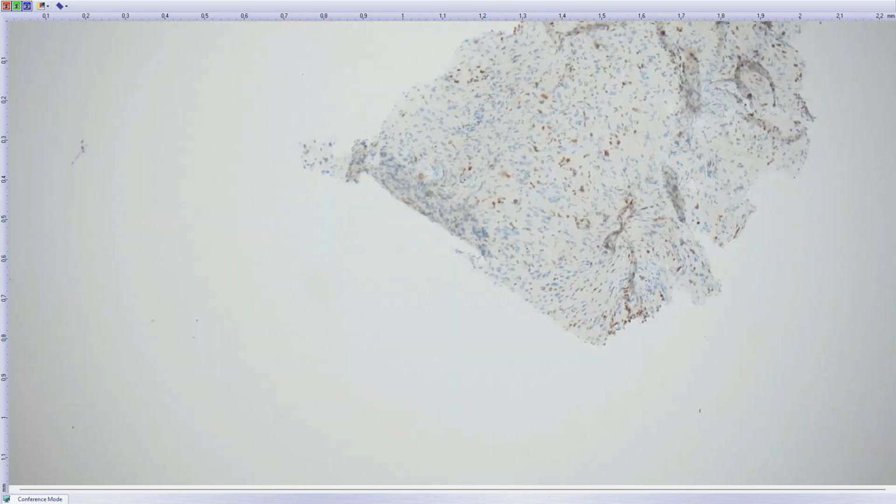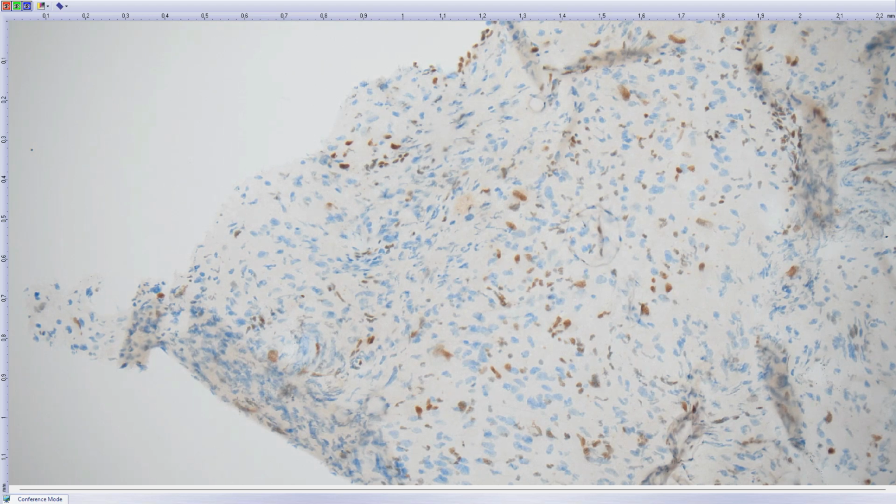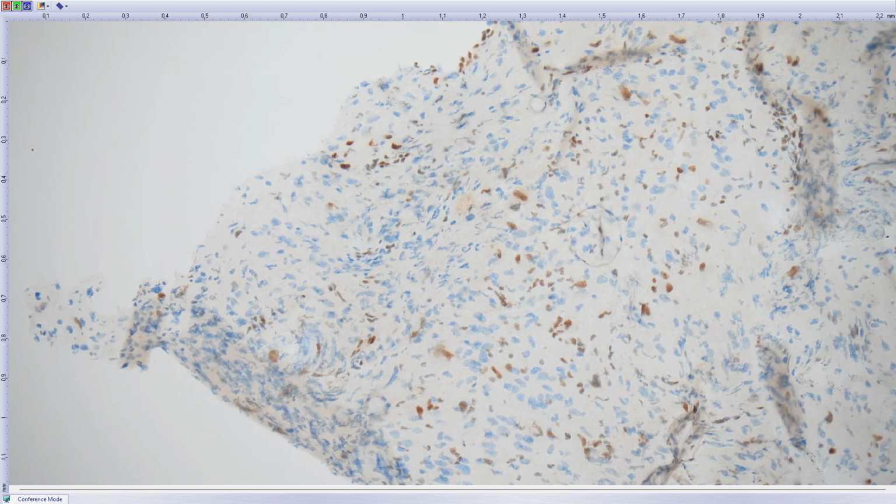And we have performed also ATRX immunohistochemistry, which was deficient. And this is some kind of hint to the diagnosis, because we know that IDH mutant astrocytomas are ATRX deficient, but this is probably not an IDH mutant astrocytoma.